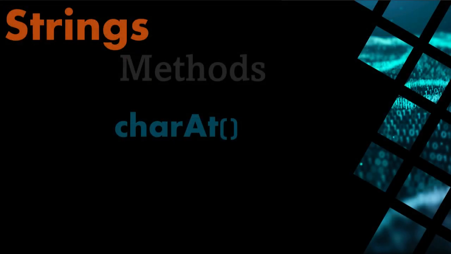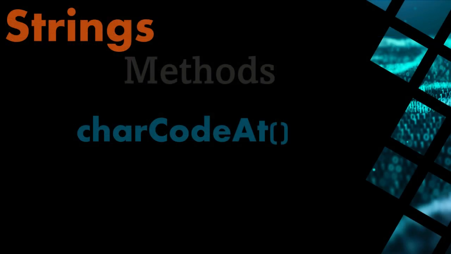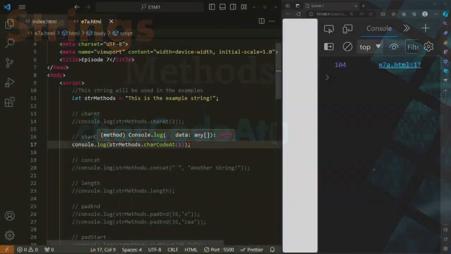First, we'll start with charAt. This method will return the character at a specific index. Just remember that JavaScript starts counting from 0 and not 1. So as an example, if we say stringMethods.charAt and let's say index 2, it will return I from the word this. So in this example, we can see that it's 0 for T, 1 for H, and 2 for I.